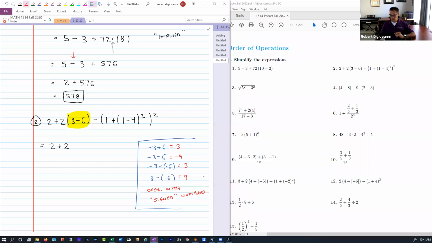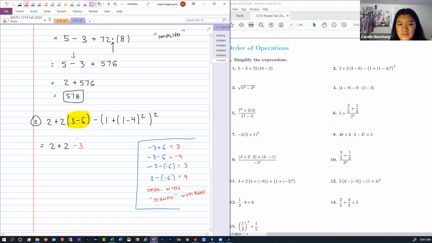Okay, let's continue. We only have 4 minutes left. So Carolyn said that 3 take away 6 is -3. So Carolyn, I'm going to write -3 there. Is that the way you want me to write it? Or should I do something? I put it in parentheses.